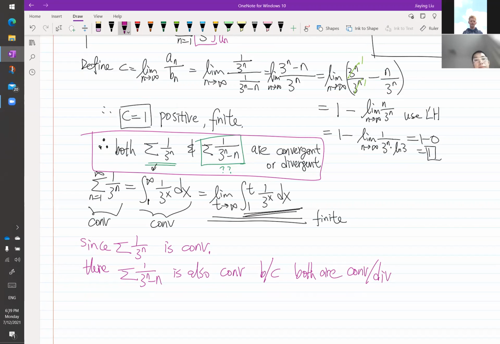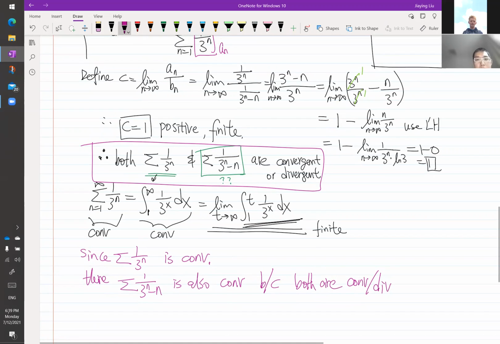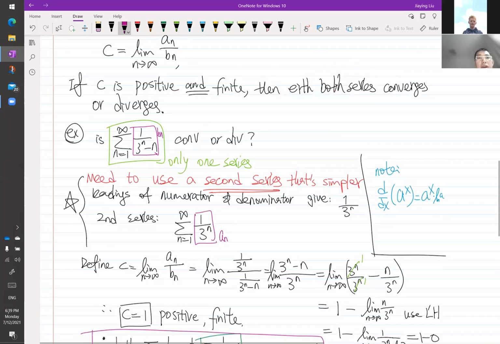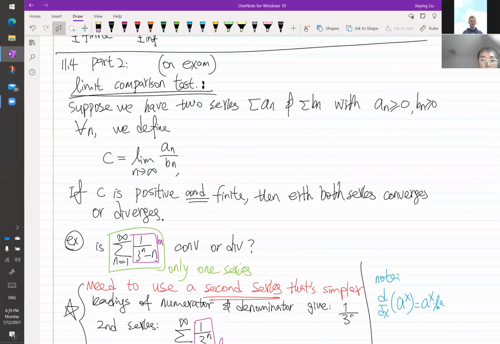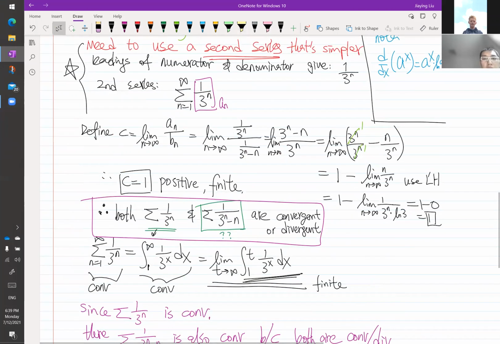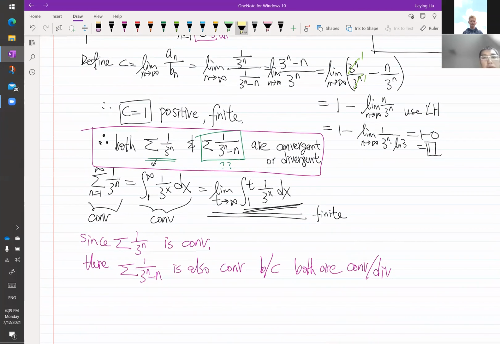I'm a little confused. After you found that C equals 1, what was your next step? After we found out C equals 1, based on the test, that only tells us that both series, the series AN and the BN, are either both convergent or both divergent, right? We don't know if it's convergent or not. That just tells us that both of them behave the same way. So after that, I have to determine if the given series is convergent or not.